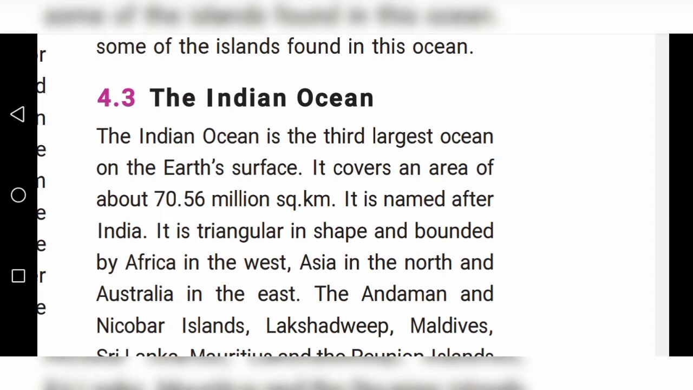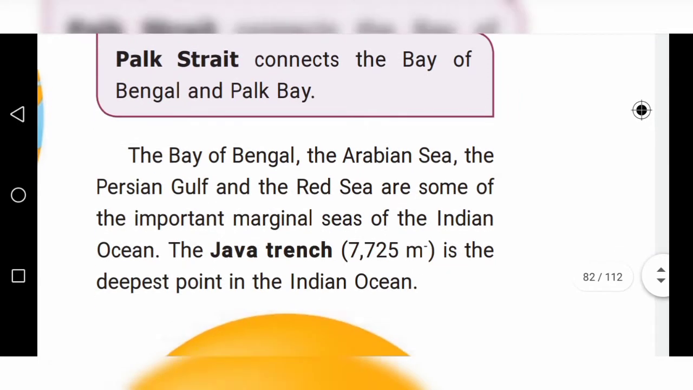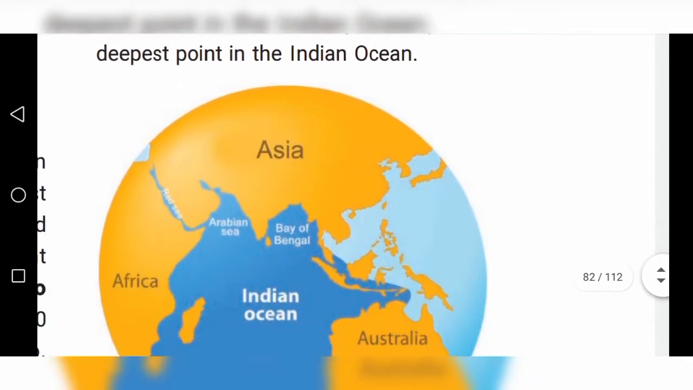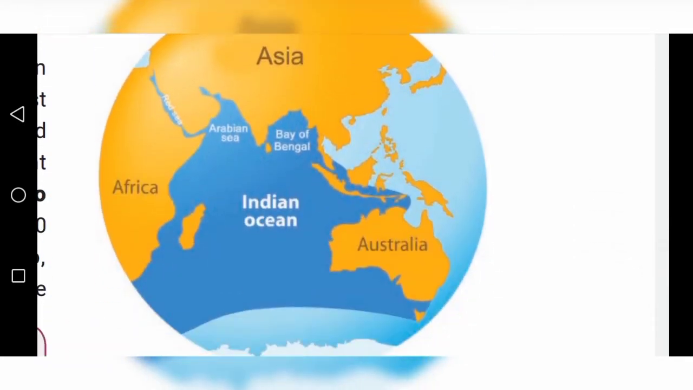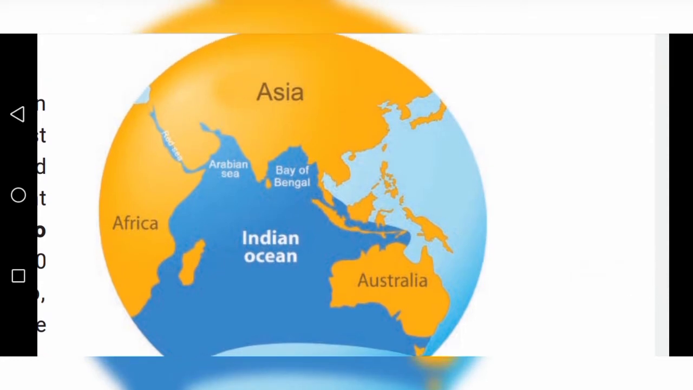The Indian Ocean is triangular in shape and bounded by Africa in the west, Asia in the north and Australia in the east. I repeat, the Indian Ocean is triangular in shape. It is bounded by Africa in the west, Asia in the north side and Australia in the east side.